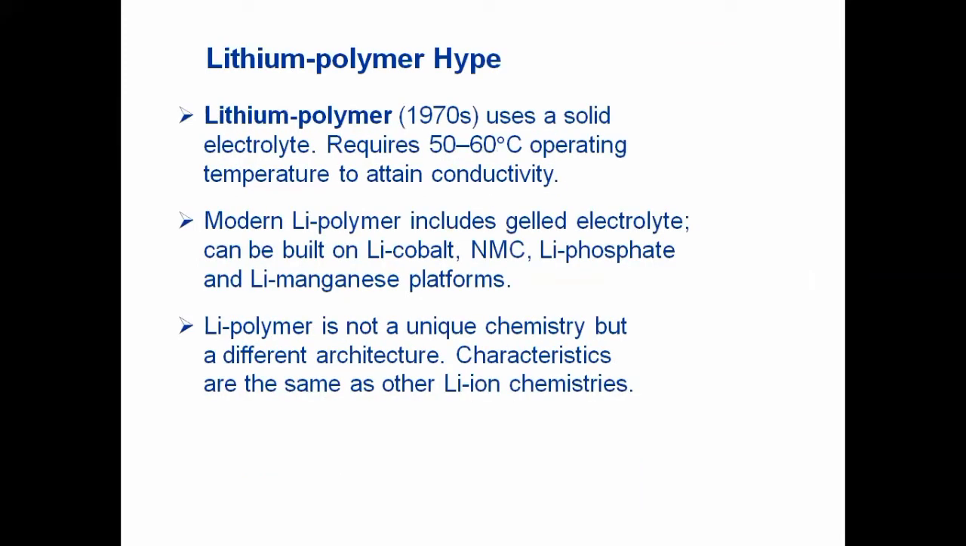Lithium polymer uses a solid electrolyte. Normally the electrolyte is liquid or gaseous, but here it uses solid electrolytes. It requires a 50 to 60 degrees Celsius operating temperature to attain conductivity. Modern lithium polymer electrodes with gelled electrolytes can be built on lithium cobalt, lithium phosphate, and lithium manganese platforms. So there are various types of lithium polymer batteries.